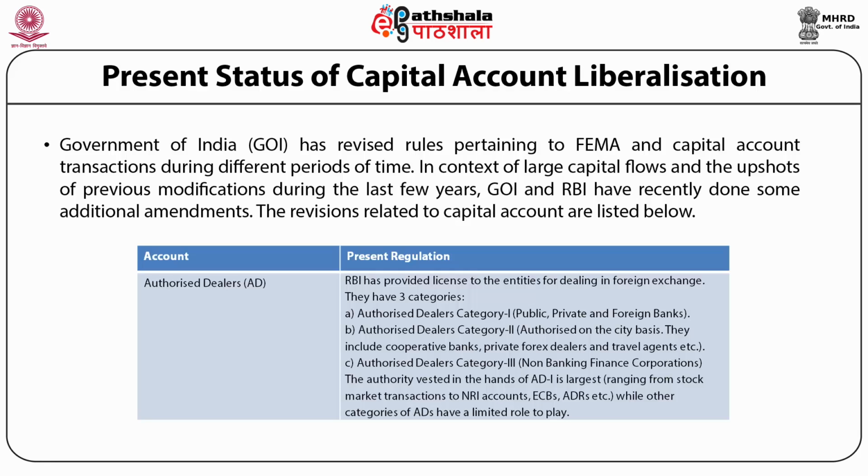The revisions related to capital account are as follows. As far as the authorized dealers are concerned, RBI has provided licenses to entities for dealing in foreign exchange. 3 categories are there. Number 1, authorized dealers category 1, which includes public, private and foreign banks. Authorized dealers category 2, which includes authorized dealers on a limited basis, that is cooperative banks, private forex dealers and travel agents. Then authorized dealers category 3, including non-banking finance corporations.